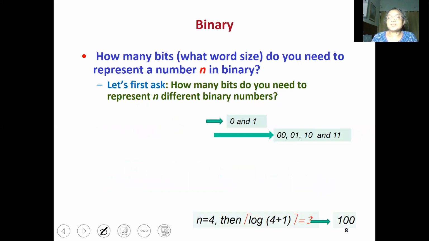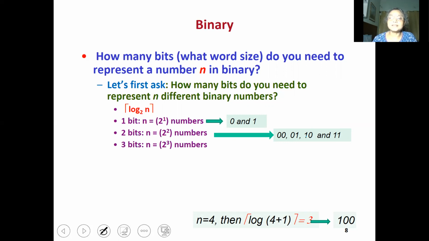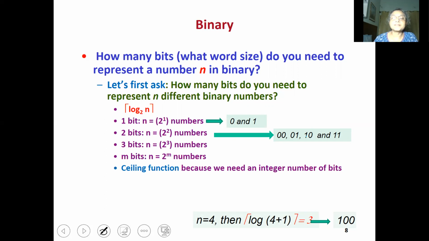Now suppose you want to represent the number n in binary. How many bits do we require? First, we want to find out how many bits are needed to represent n different binary numbers. So if there is 1 bit, we can have 2 numbers. 2 bits, we can have 2 square numbers. We have already discussed this. 3 bits, we can have 2 cube numbers. With n bits, we can have 2 to the power n numbers.